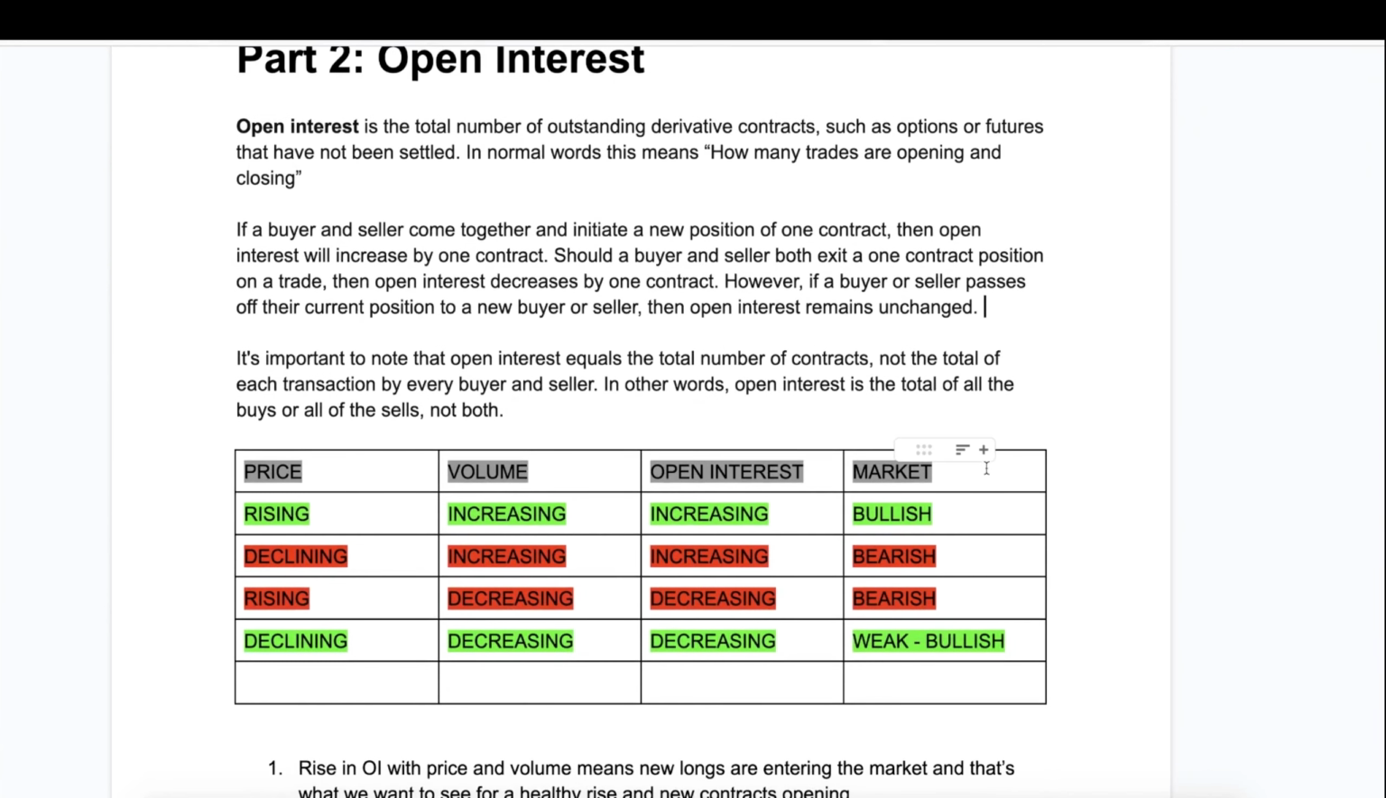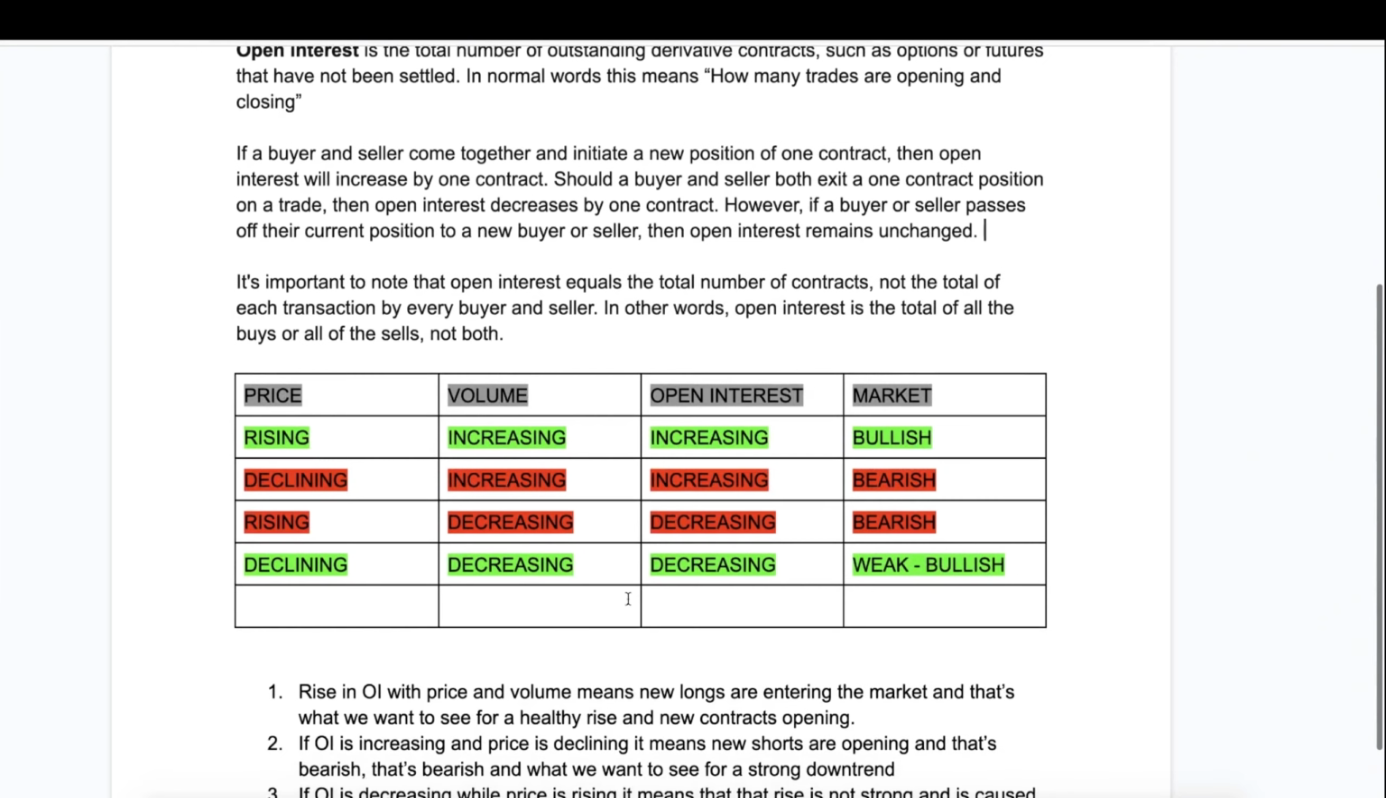So one thing to keep in mind about open interest is that it equals the total number of contracts, not the total of each transaction by every buyer and seller. Okay, in other words, open interest is the total of all the buys or all the sells, not both. Okay, this is important. It's the total number of all the buys or all the sells. So here's how we're actually going to interpret open interest.